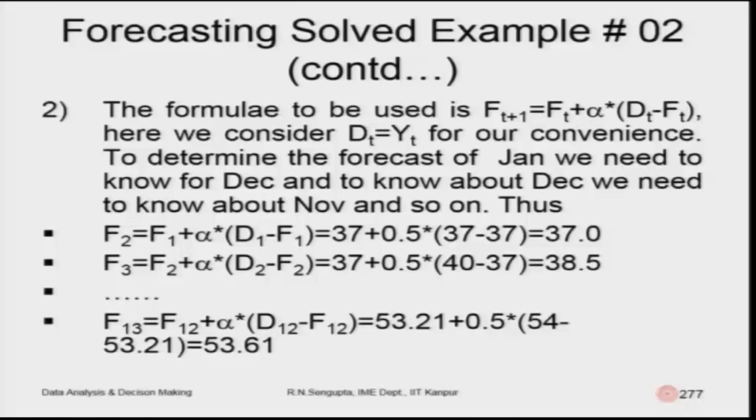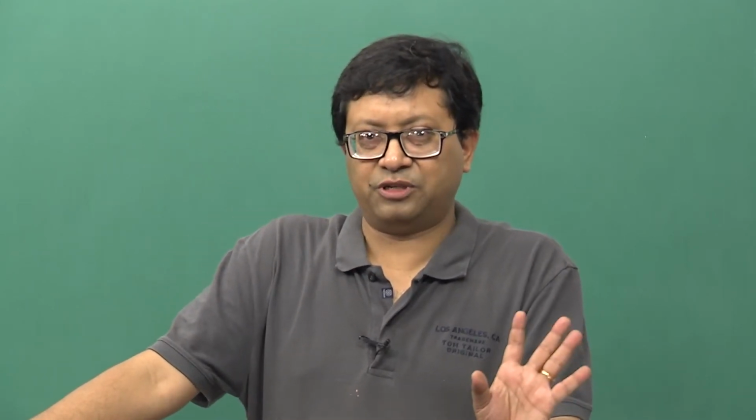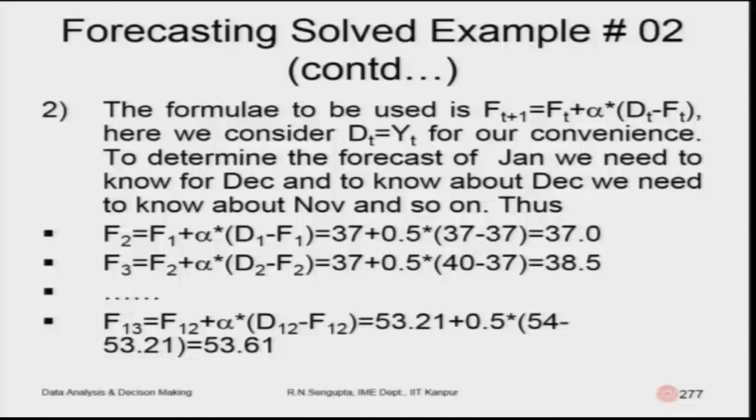In this case we will consider Dt equal to Yt as per that convention, to make the problems clear to you, because in the formulation we utilized y, and in this case we are using d. So let us not be confused. To determine the forecast of January, we need to know December, and to know about December we need to know November, and so on. Thus the forecasted value of time period 2 is equal to the forecast of time period 1 plus alpha into the difference between D1 and F1. Similarly, the forecasted value for time period 3 is equal to the forecasted value of time period 2 plus alpha into the difference between the demand D2 of time period 2 and the forecasted value F2 of time period 2.